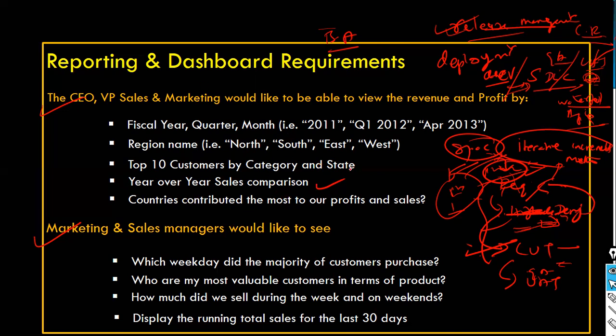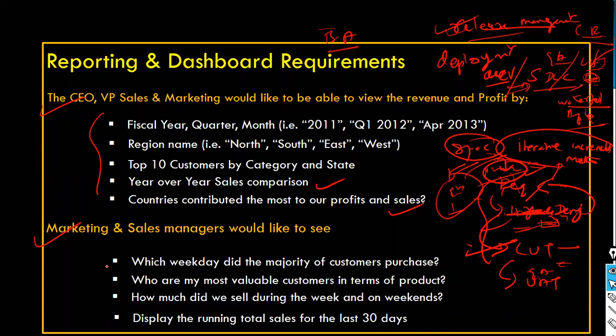So year over year, quarter to fiscal year, quarter, month sales, all these things. And then which countries contribute the most to our profits and sales. These are the reporting requirements from the senior, top-level, upper management, and then the middle management. They need, which we did, the majority of customer purchases and who my valuable customers are in terms of product.